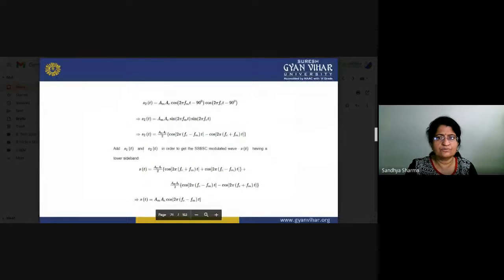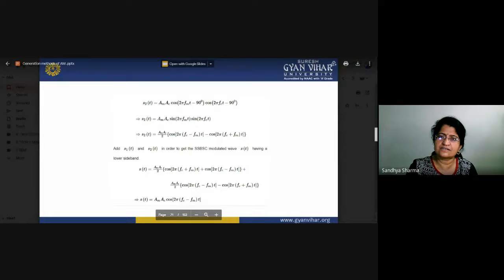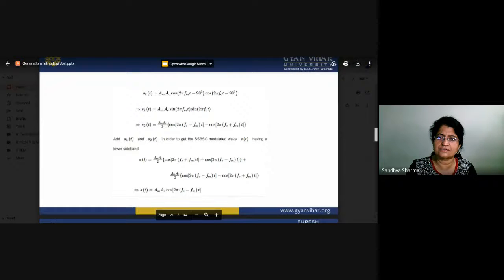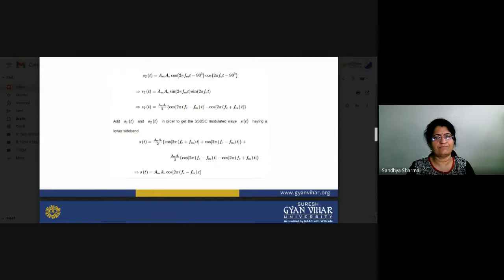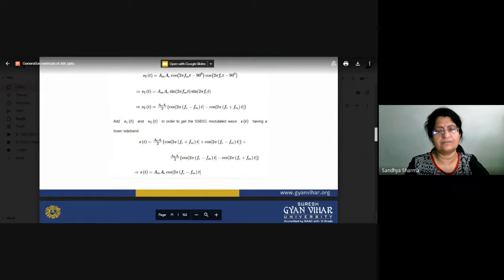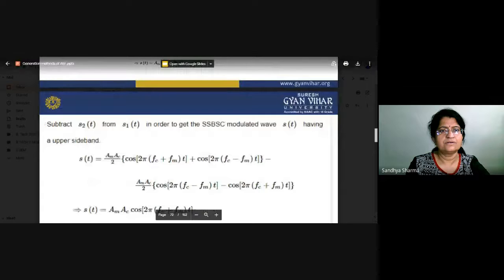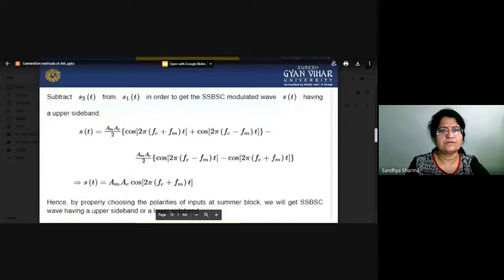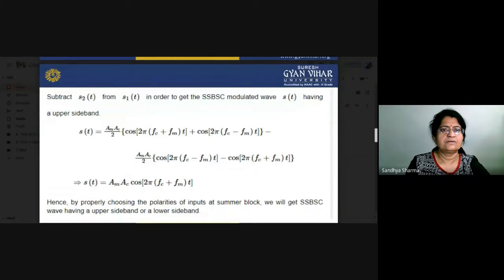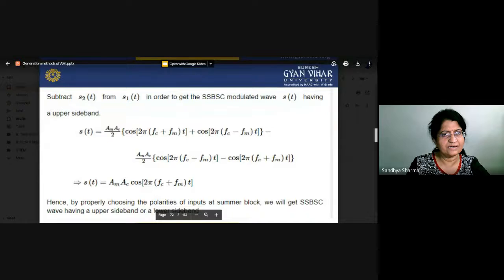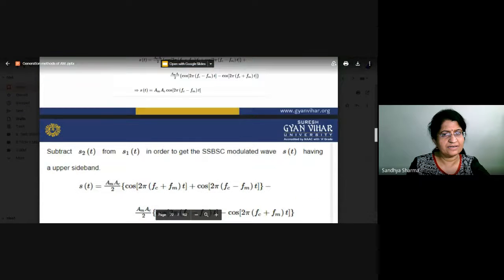Using the 90-degree shift, you can also calculate s2. Now you have to add s1 and s2 according to your signals. You will receive the lower sideband at fc minus fm. Either you can add it or subtract it, and so you will get your frequency spectrum. If you subtract, then you will get the upper sideband. The same thing is here: cos 2 pi (fc plus fm) t, and the same you will receive. So this is s1, this is s2.